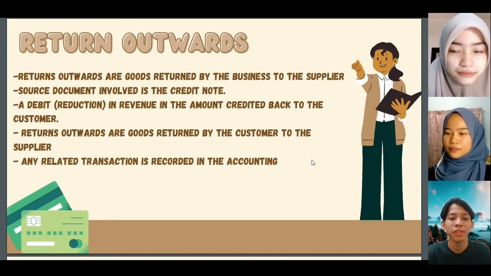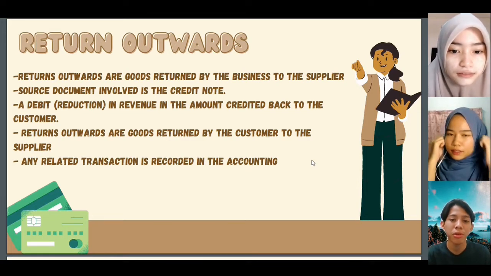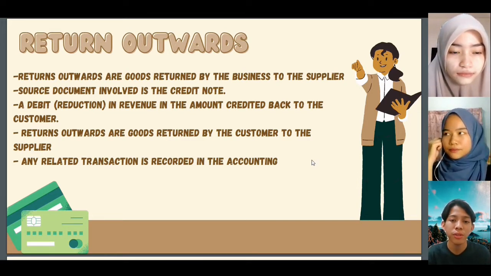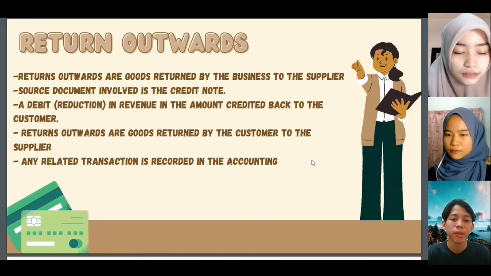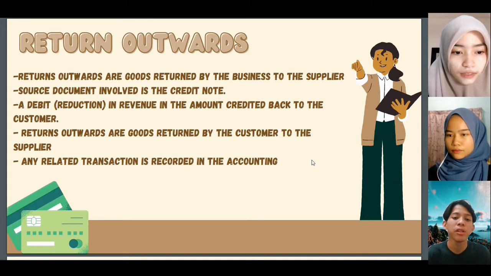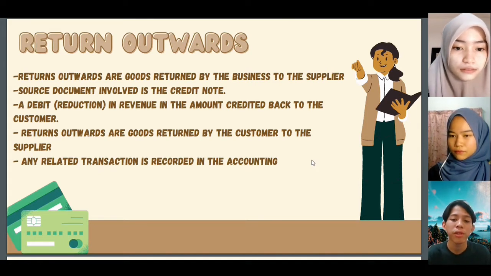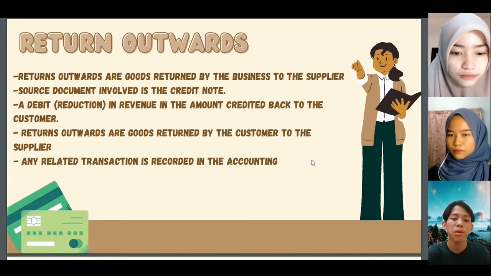Okay, return outwards. Return outward is goods which we purchase on credit. If they are returned back, it is called return outward. Return outwards are goods returned by the business to the supplier. The reason for returning the goods could be because they were either defective or did not carry the specification requested by the business. For the supplier, this results in the following accounting transaction.